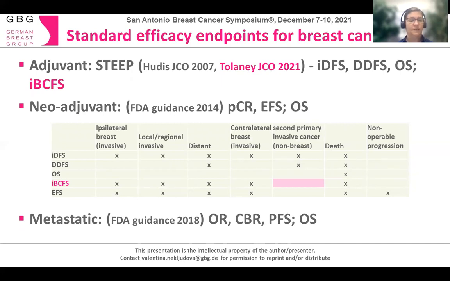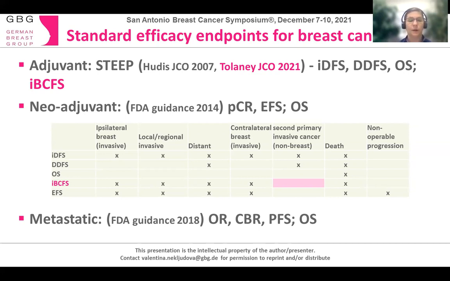PCR can be used for accelerated approval for neoadjuvant trials and for the regulatory purposes for the neoadjuvant trials. The time to event endpoint of choice is event-free survival, which includes additionally the non-operable progressions under neoadjuvant chemotherapy or progressions requiring non-protocol therapy before surgery. For the sake of completeness, I also listed some for metastatic breast cancer with a reference.